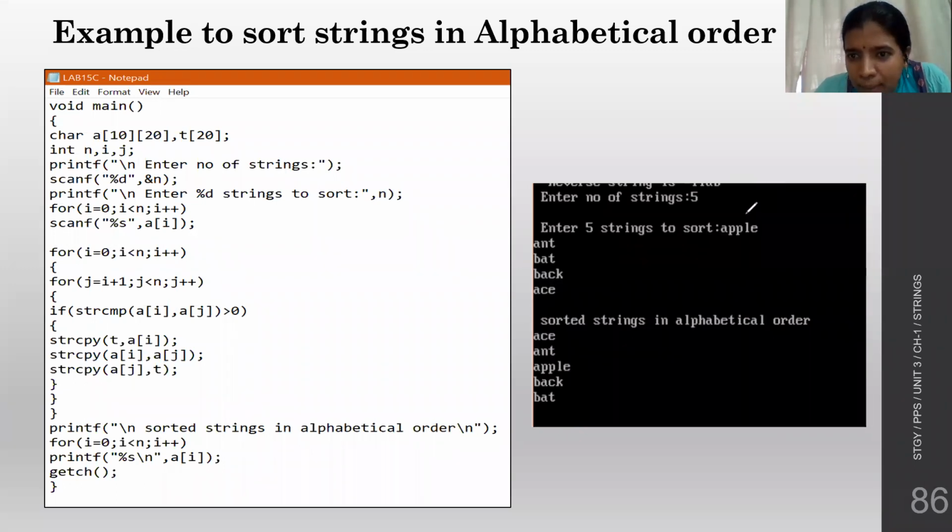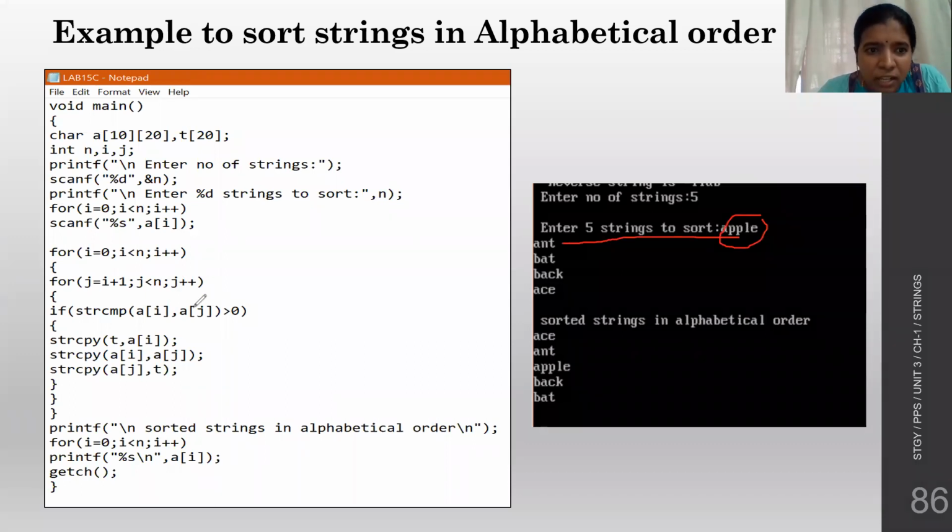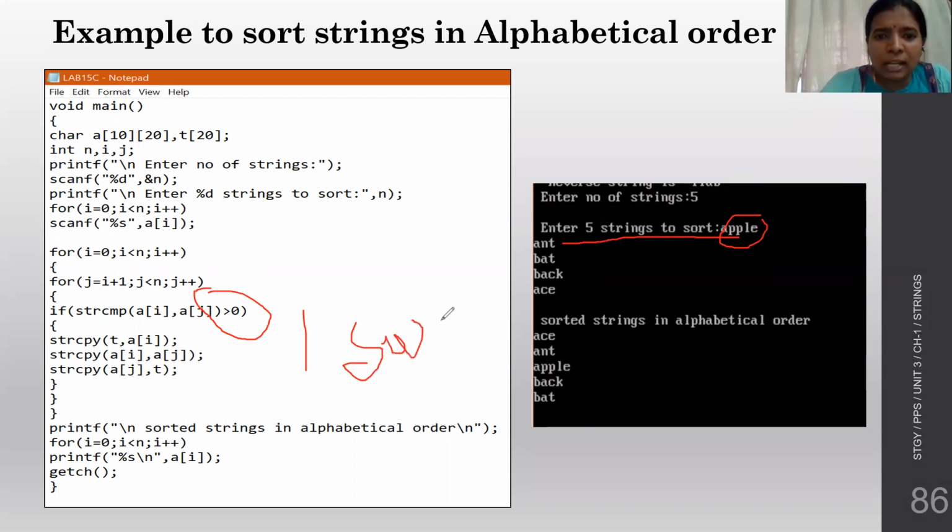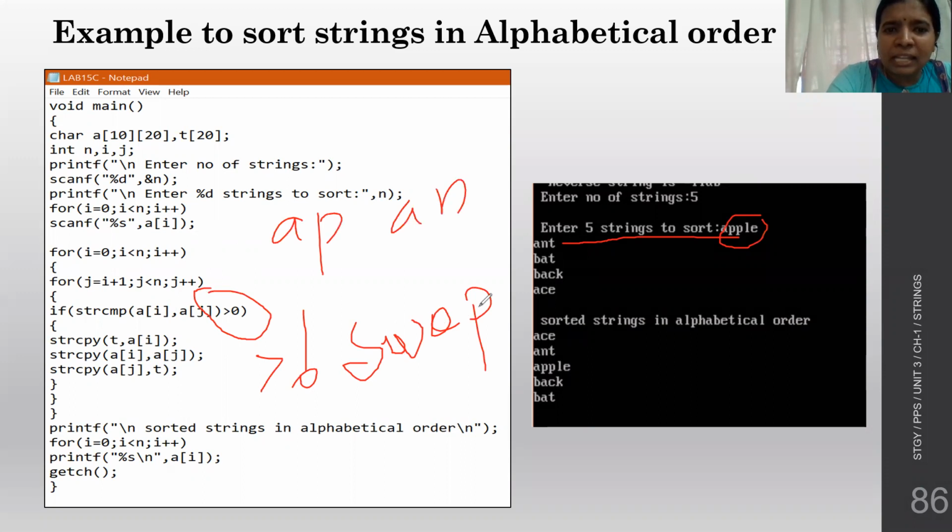Okay, there is apple. Apple is being compared with ant. Apple and ant, what is the ASCII difference? If the ASCII difference is greater than 0, then you are swapping. We all know that this logic is for swapping. So if it is greater than 0, then we are swapping. So now, apple and ant. AP, AN. A and A same, so compare P and N. Is it greater than 0?